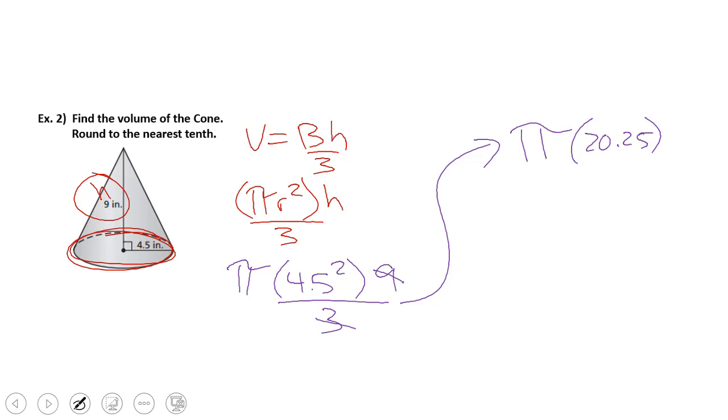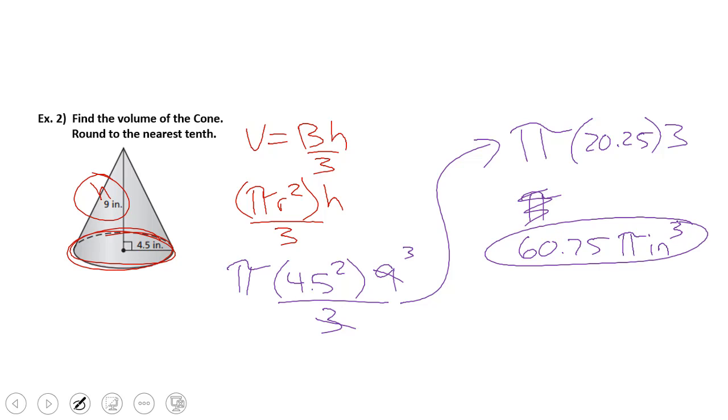I can come over here and simplify my 3 and the 9 and make 3. So I'm just going to multiply that by 3. And voila, there we go. And then when I multiply 20.25 times 3, I get, I'm going to write that in a different order, 60.75 pi. And then, of course, I can add my units, inches cubed. And there's my answer in terms of pi.